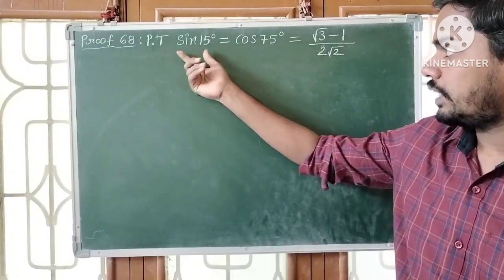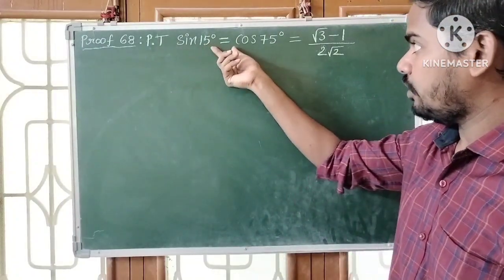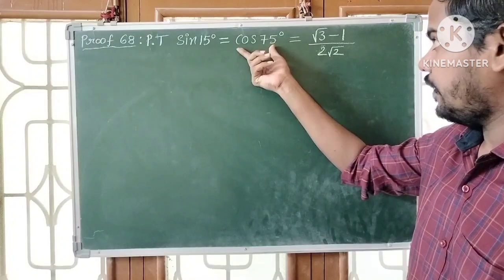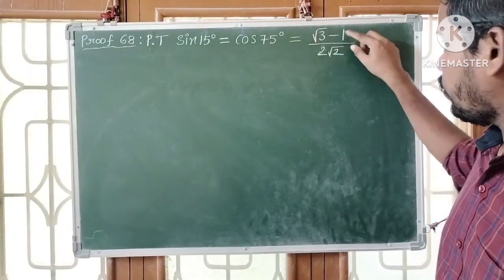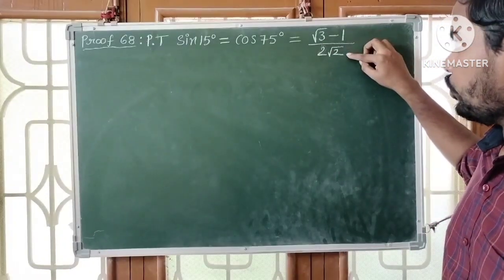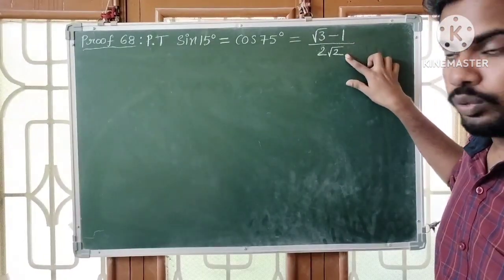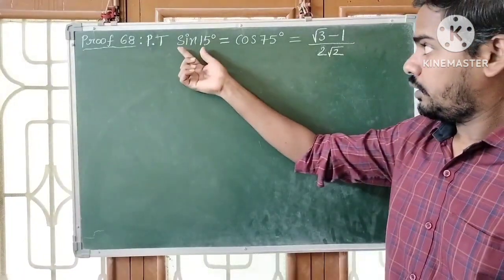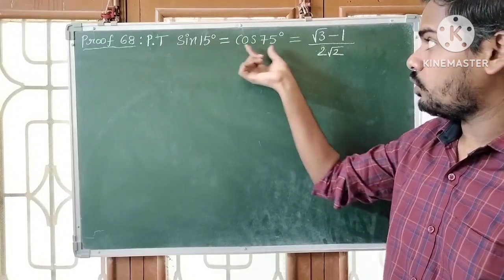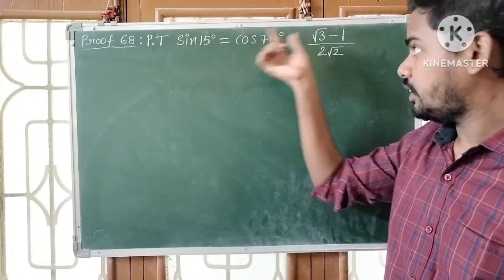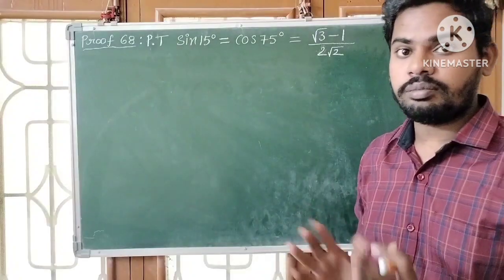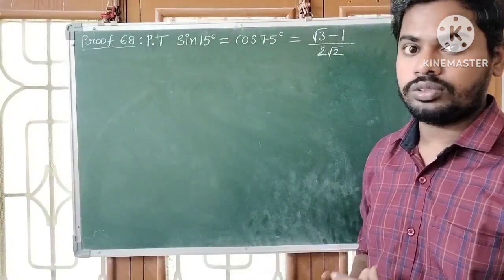Prove that sin 15 degrees is equal to cos 75 degrees is equal to (root 3 minus 1) by 2 root 2. Root 3 minus 1 whole divided by 2 root 2. See, sin 15 degrees is equal to cos 75 degrees is equal to (root 3 minus 1) by 2 root 2. So we have to prove this.